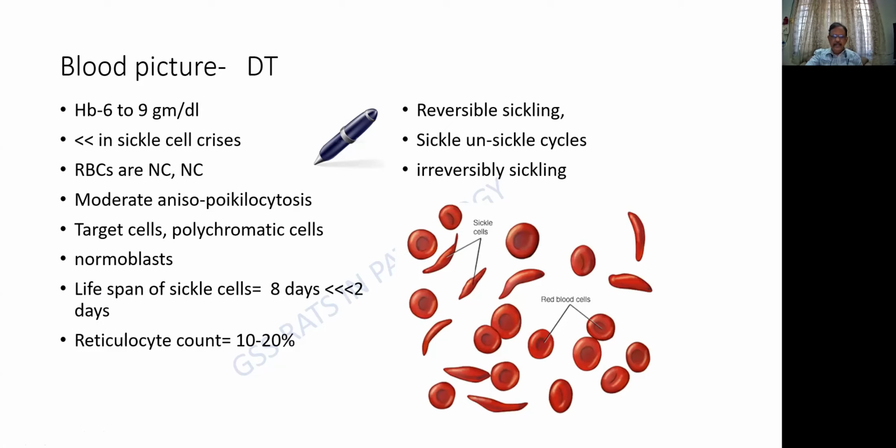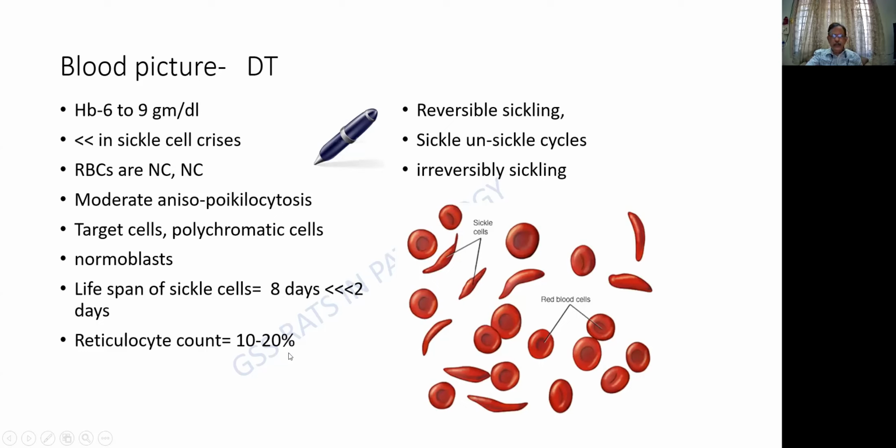Normoblasts are present. In any of the hemolytic anemias, polychromatic cells and normoblasts will be present because there is destruction of the peripheral RBCs. Lifespan is reduced to as low as 8 days, but sometimes it becomes very low, even 2 days is the span. And the reticulocyte count, normally it is 0.2 to 2%.